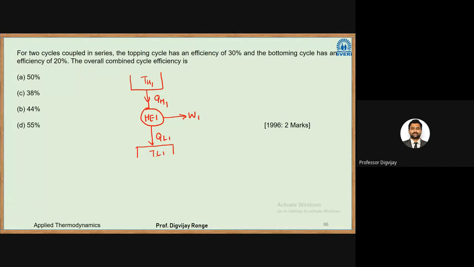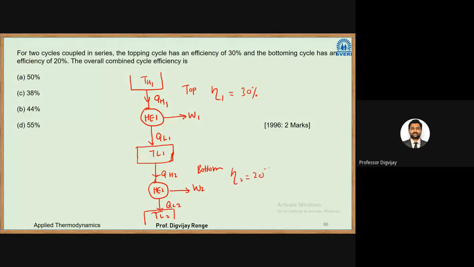Now there is another heat engine which will receive the heat from the sink of the first. So the sink of the first will become the source of the second. This will receive QH2 in heat engine 2. It will again perform some work, W2. It will release some amount of heat to its own sink, TL2. In this case, this is the topping cycle and this is the bottoming cycle. Here the efficiency is given: first it is 30%, here it is 20%. Then you have to calculate the overall.